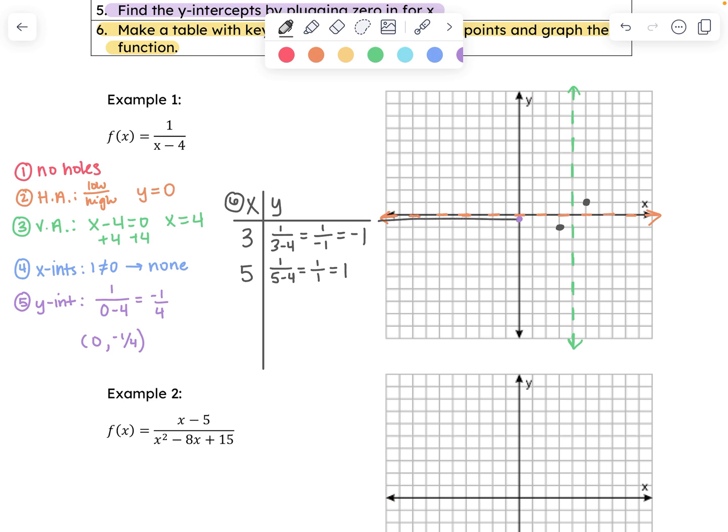It's going to come over here through my y-intercept and then through the other point I have and come down with my asymptote. And then on the right side, it's going to come down and then over. And there's my graph.